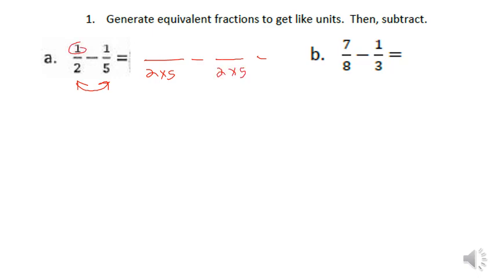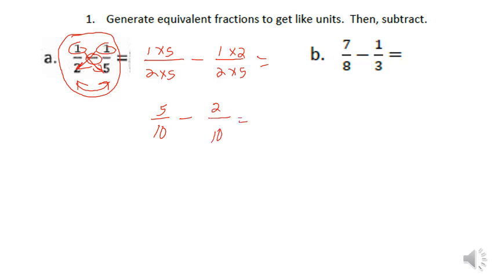And over here, we're taking 1 times 5. And then we've got 1 times 2. Then we're making sure we put our operator in there, which is our minus sign. And as you can see, as long as you had your happy face, that means you did all the steps correctly. Now when we rewrite this, 1 times 5 is 5, 2 times 5 is 10, minus 1 times 2 is 2, and 2 times 5 is 10. So 5 minus 2 is 3/10. So we end up with 3/10.